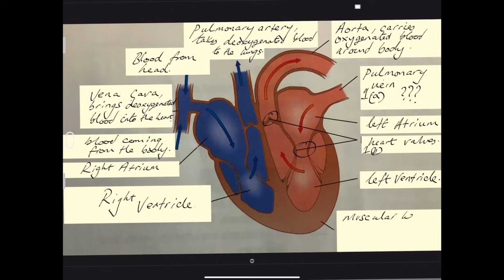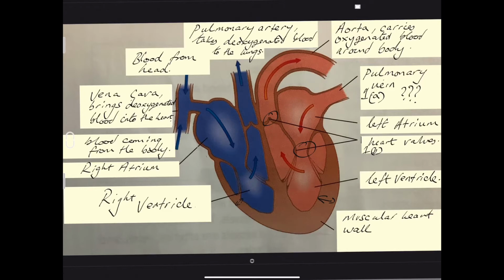Okay, so this is the muscular heart wall. Now, this is thicker, as you can see. It's considerably thicker on the left-hand side in comparison to the right-hand side. If you look here, we can see that the thickness is comparable. Now, there is a significant difference there.